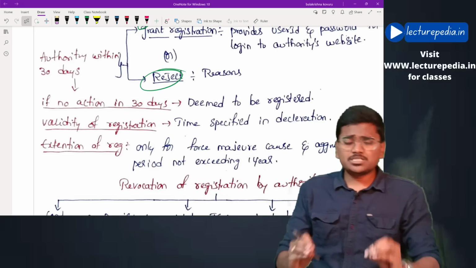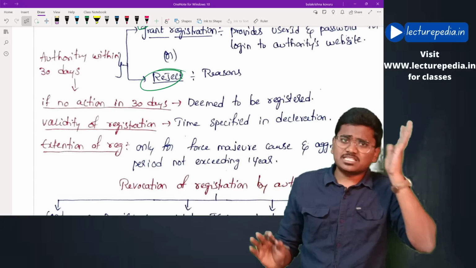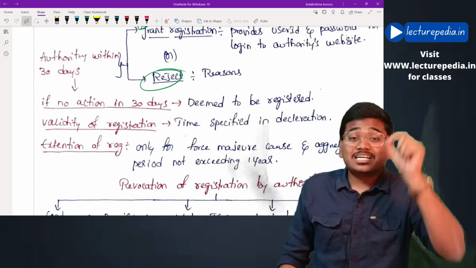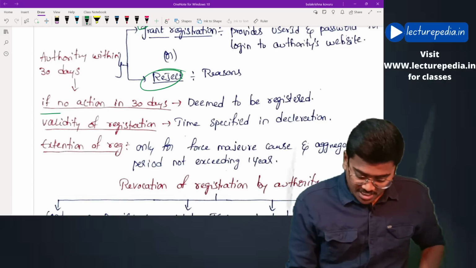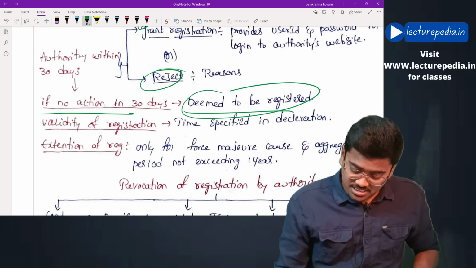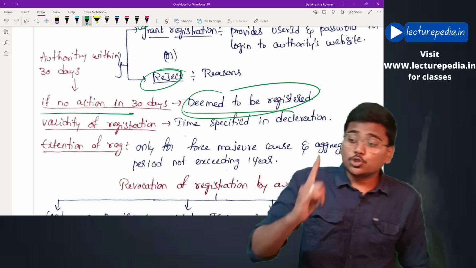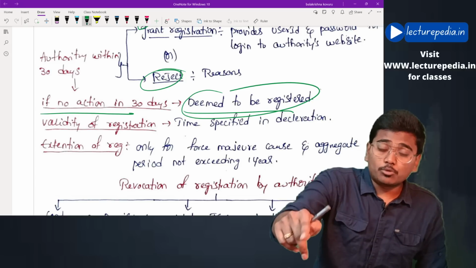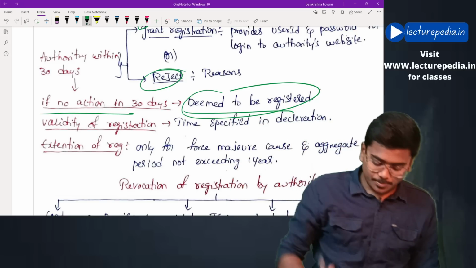Next, what if the authority fails to either approve or reject the registration within 30 days? That means, what if the authority does not respond within 30 days? In that case, the registration will be deemed to be granted. If no action in 30 days, deemed to be registered. In case of deemed registration, the authority will give the user ID and password to that promoter within 7 days from the expiry of 30 days.